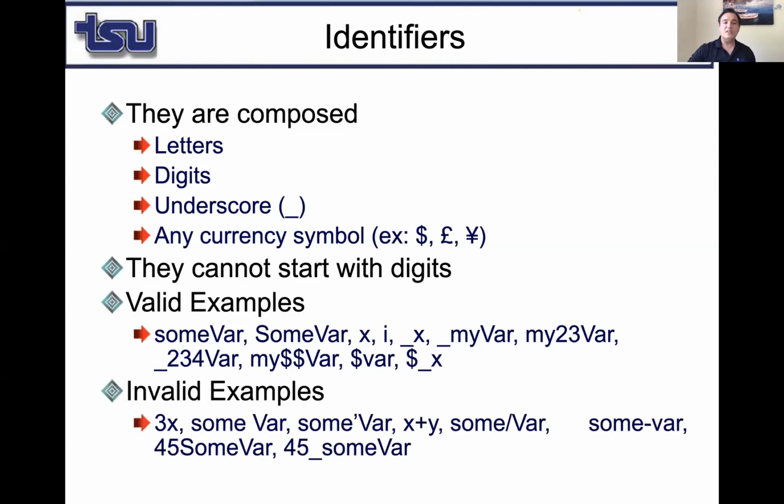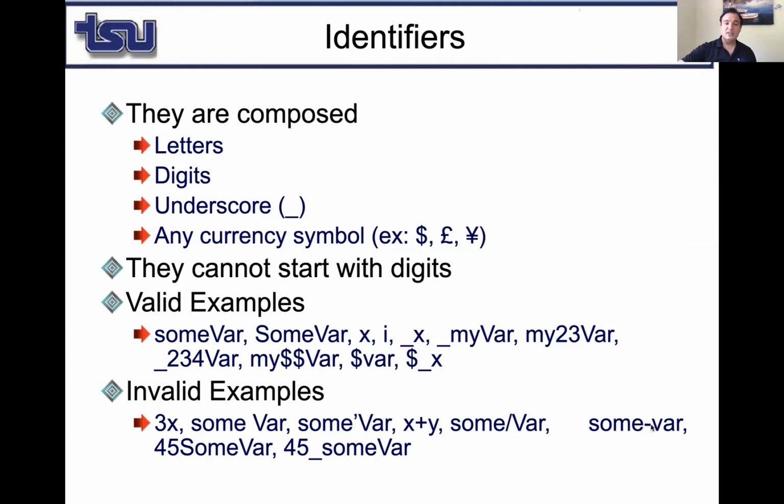But these are invalid. For example, you can have x3, but you cannot have 3x because your identifiers cannot start with digits. This is not valid because you have what? Space. This is not valid because you have something other than what? A currency symbol. Again, you have something other than a currency symbol. Plus sign is not allowed. Here you have something other than a currency symbol. Backward slash is not valid.